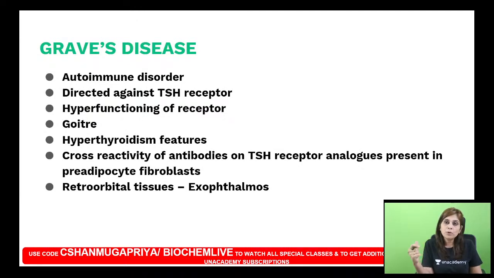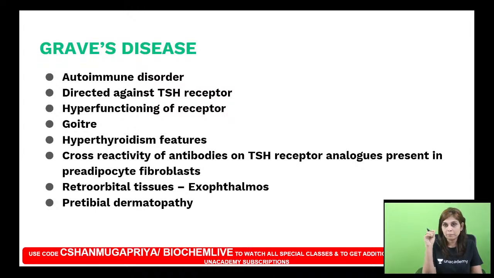And fibroblasts are also present in the pretibial tissues. So that causes pretibial dermatopathy. And there is cross-reactivity of antibodies on fibroblasts which are present in the periphery. In the periphery, edema happens and that causes clubbing. Okay. So these are the manifestations of Graves' disease.